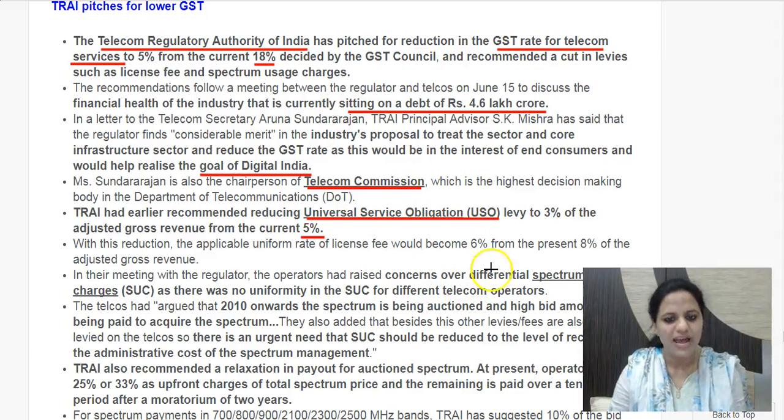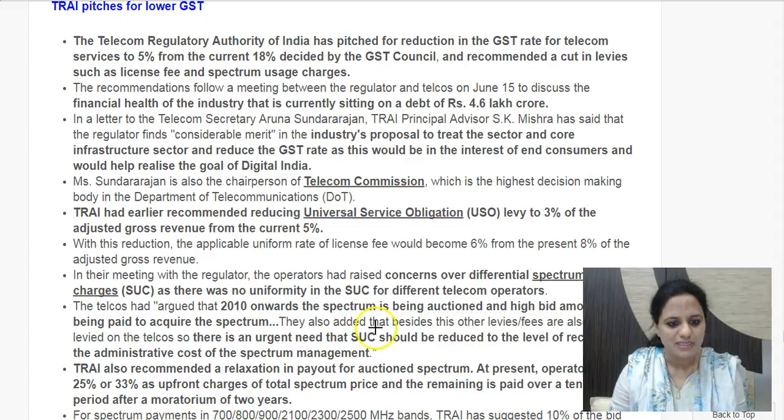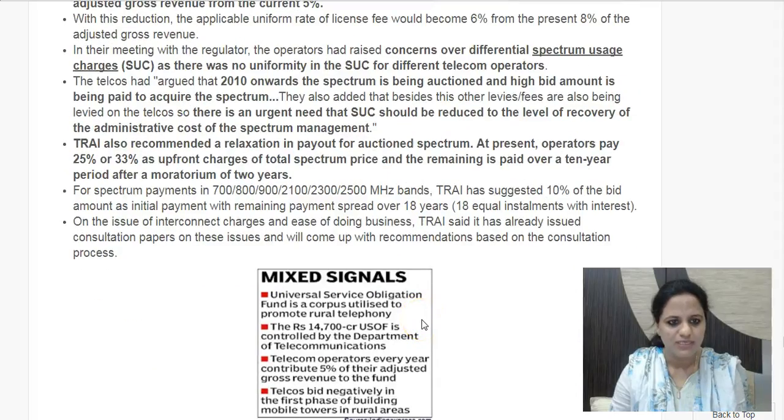Another suggestion of TRAI is that this USO levy should also be brought down to 3% from the present 5%. So this is also a request. Then they say that the spectrum usage charges should also be brought down, because earlier these were high, but now, since 2010, the spectrum is being auctioned and the bid amount is quite high. They are already paying such a high amount to acquire the spectrum, so these spectrum usage charges should be reduced. This is also a request coming forth.